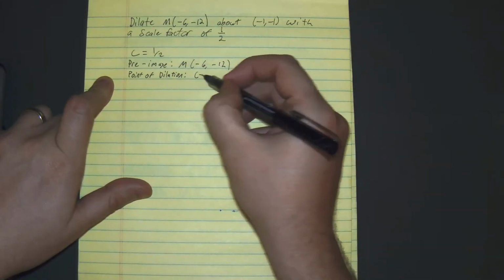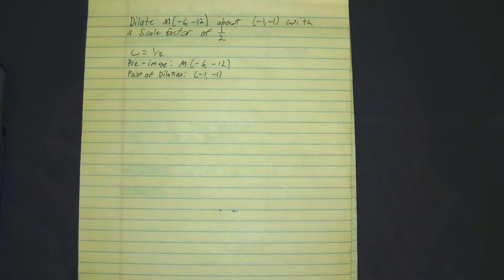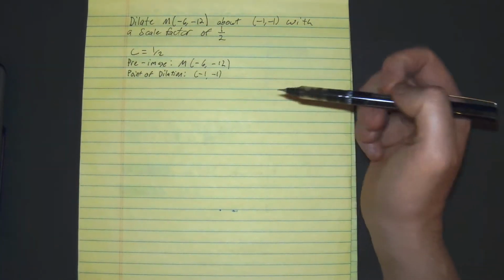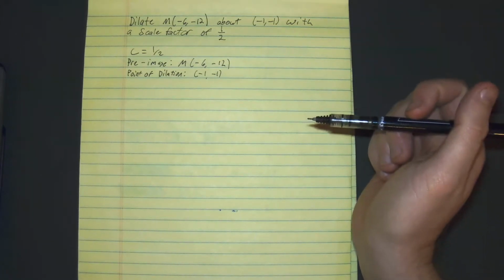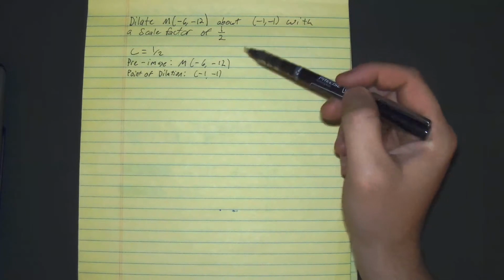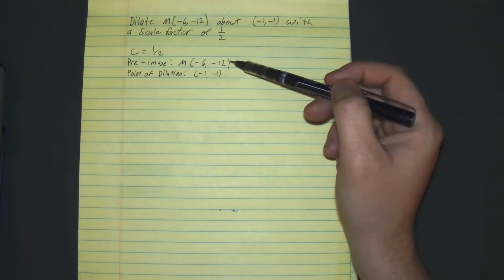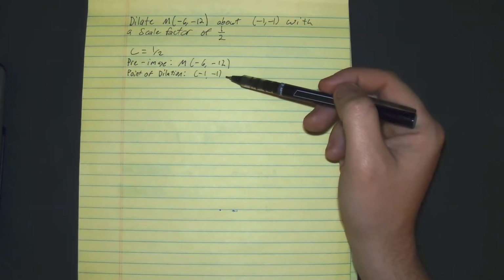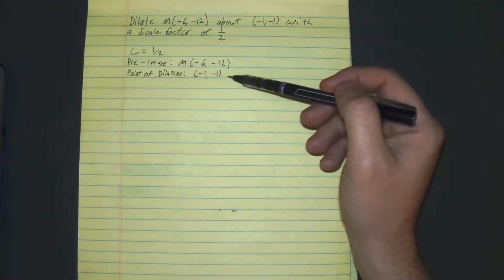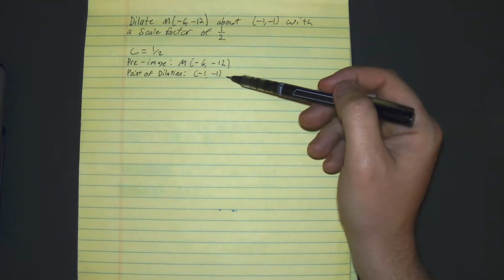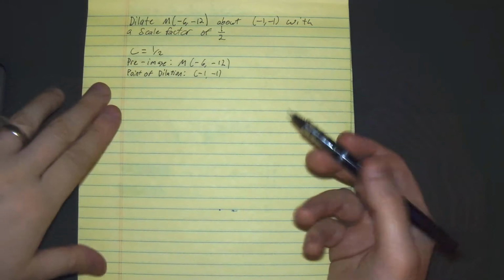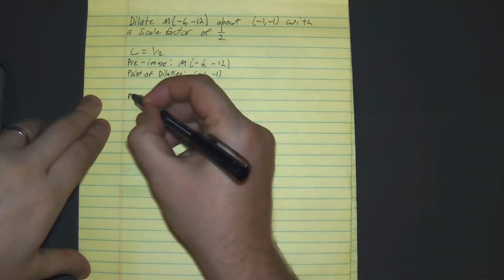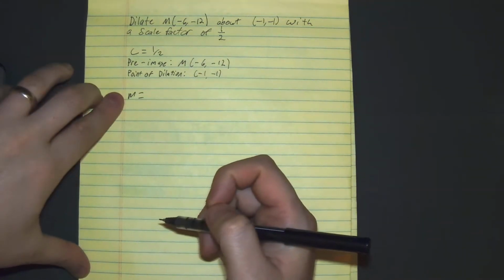is at -1, -1. So first we need to find the difference between these 2 points. We need to find the difference because this allows us to find the location of the preimage in relation to the point of dilation. So the point of dilation, when we find the difference, becomes kind of like the origin. So I'm going to use M to represent the first variable of the point.